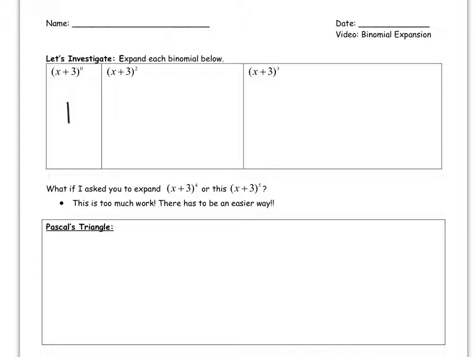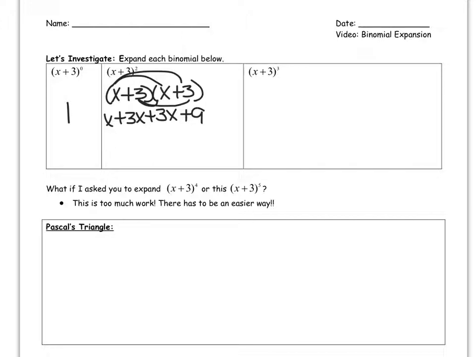Then we have x plus 3 squared. So what does it mean to square something? Multiply by itself. So this one is x plus 3 times x plus 3. And we can solve this by double distributing. So x times x is x squared, x times 3 is 3x, 3x times x is another 3x, and 3 times 3 is 9. And then we can add these two together. So our final answer is x squared plus 6x plus 9.